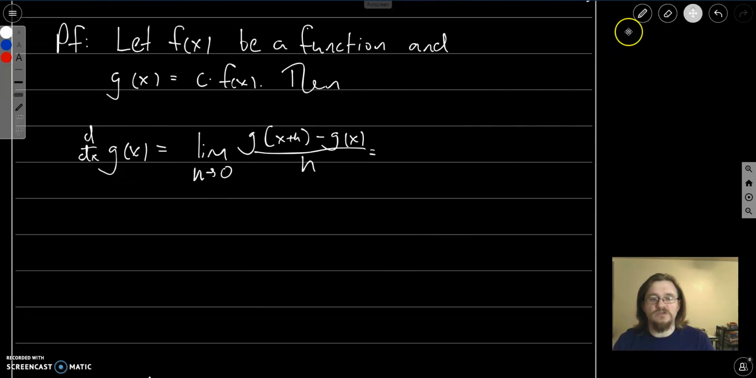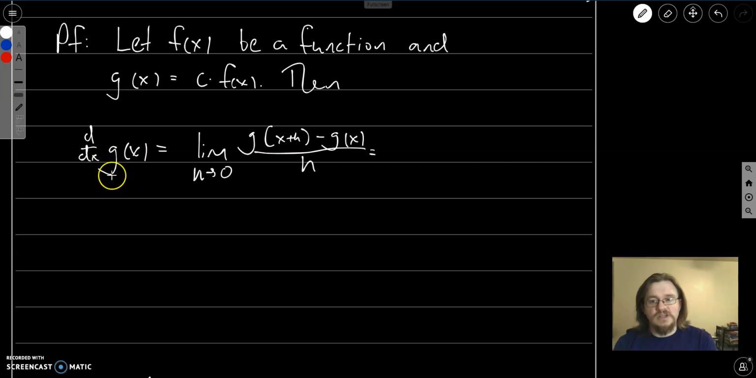And I want to go through a brief explanation of why this is. We'll actually do a rigorous proof here. So let's let f be a function. It could be any function. It could be x squared. It could be the sine of x, maybe an exponential or a logarithm. It doesn't matter. We're going to say that g of x is going to be c times our function, where c is just going to be some number.